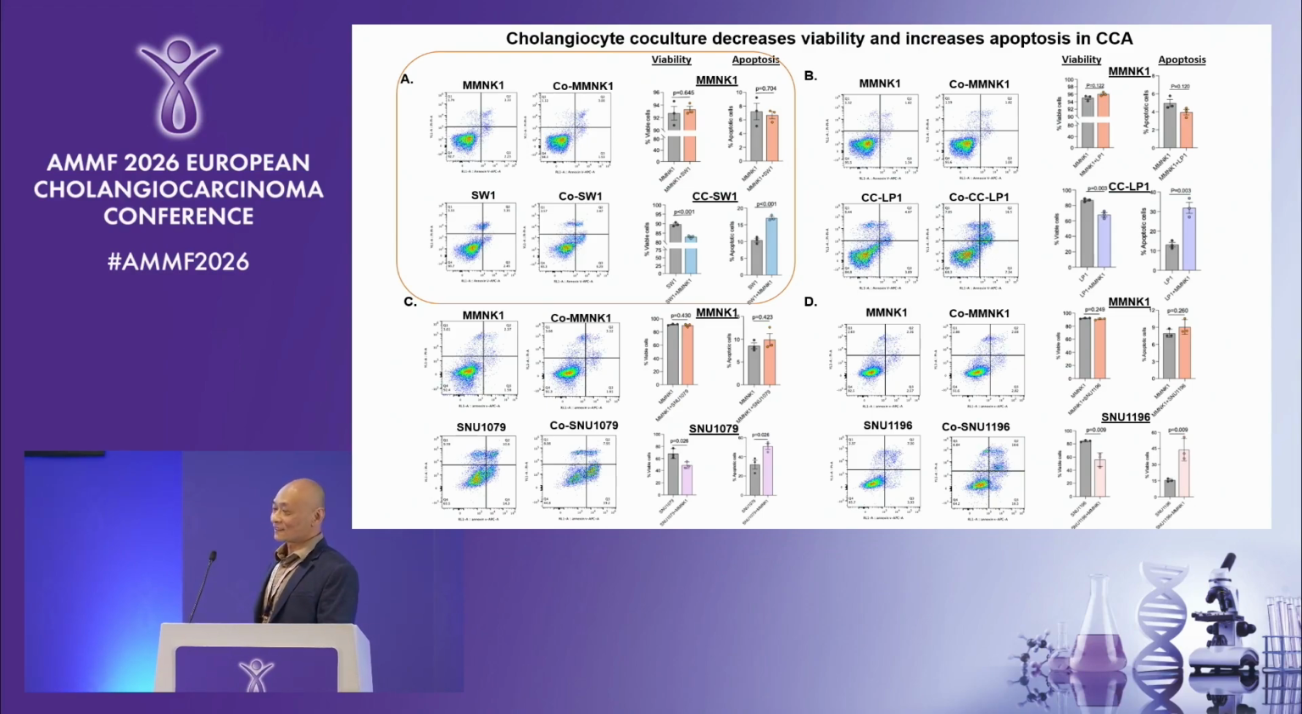Using FACS analysis, we found that co-culture with MMNK cholangiocytes decreased the tumor cells' viability and increased tumor cell apoptosis, while the effect on the cholangiocytes themselves was not significant. We validated this finding across 3 other cholangiocarcinoma cell lines, including OP1, SNU79, 1196, and so on. The pattern is very similar.